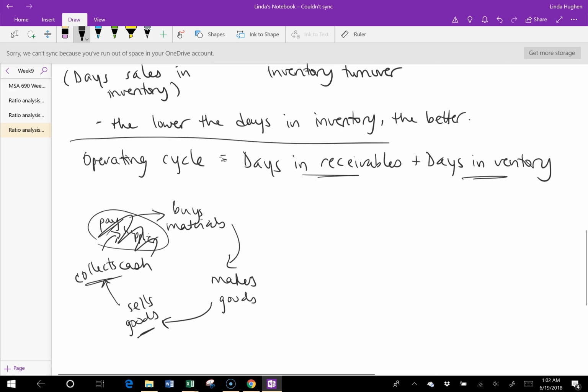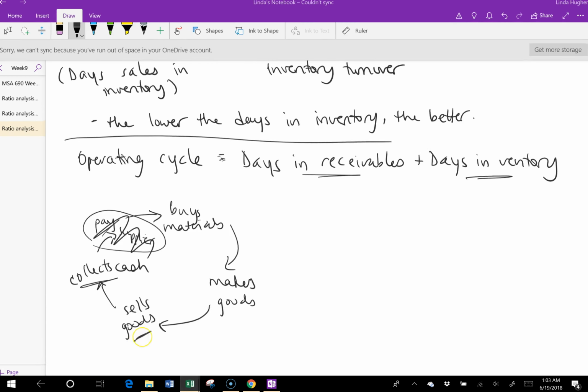So operating cycle indicates the average number of days it takes to sell inventory and collect cash. The lower the operating cycle, the less time cash is tied up, and the lower the need for additional financing from creditors. So the lower the operating cycle, the better.